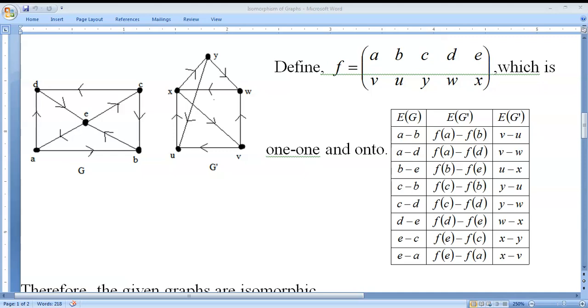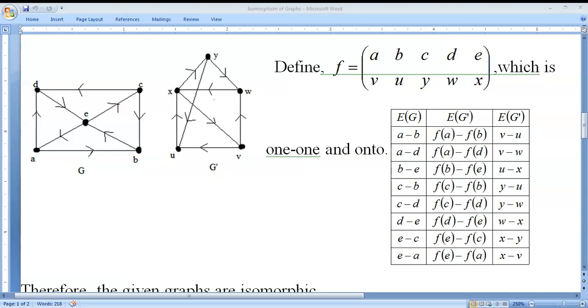Now let us take another example. On the screen you are able to see two graphs. One graph is G with vertices A, B, C, D, E. The second graph has vertices U, V, W, X, Y. These are the two graphs. The first graph is denoted by G and the second graph is denoted by G dash. It is a directed graph, and directions are also shown. You need to verify whether these two graphs are isomorphic or not.